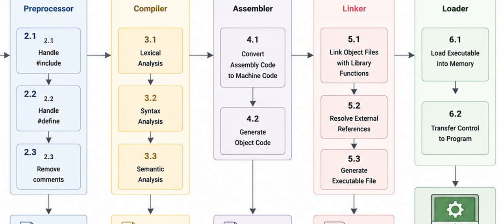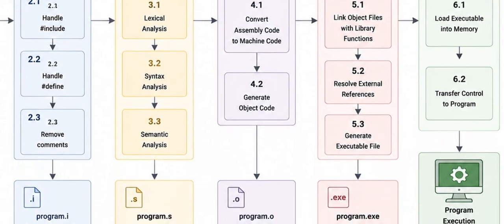Now all the functions should be linked to the main block. Okay, to the main function, all the functions should be linked up. All these functions are linked to the main block by using this linker. It is the second work of this linker. Next, the third one is to generate the executable file.